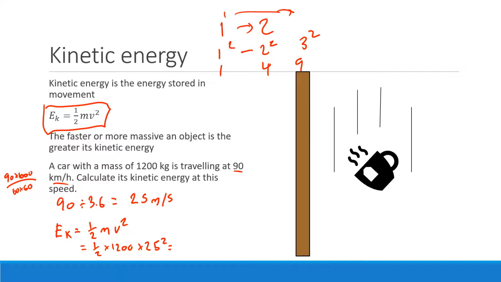Wait, so are we doing the 1/2 times 1225 squared, or are we doing the 90 times 1000 divided by 60 times 60? No, the very bottom. Or the bottom one? The very, very bottom one.